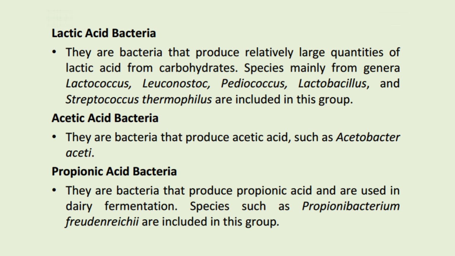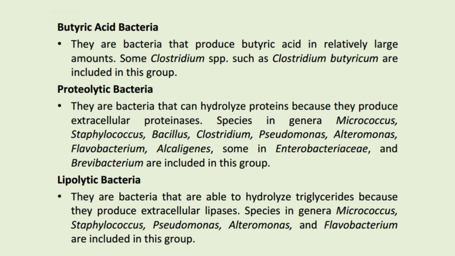Next are acetic acid bacteria, which produce acetic acid, like Acetobacter aceti. Then, propionic acid bacteria produce propionic acid and are used in dairy fermentation, such as Propionibacterium freudenreichii. Butyric acid bacteria produce butyric acid. Some Clostridium species like Clostridium butyricum are in this group.